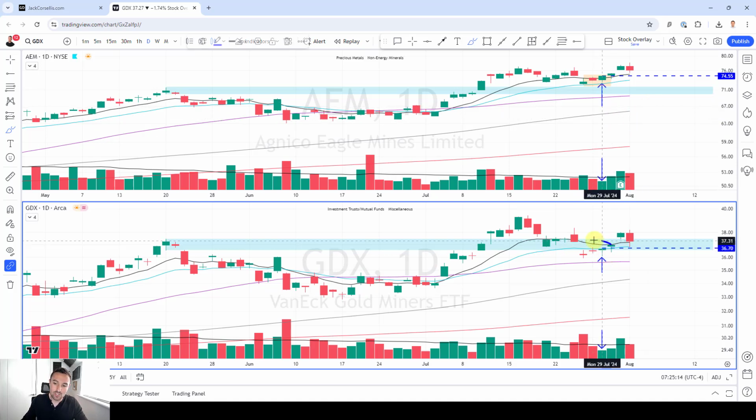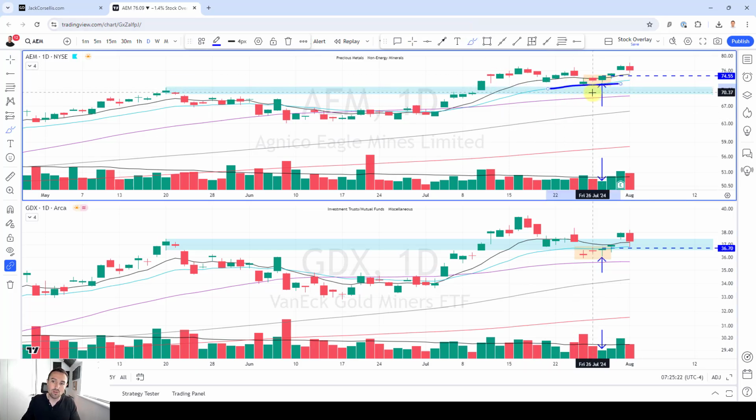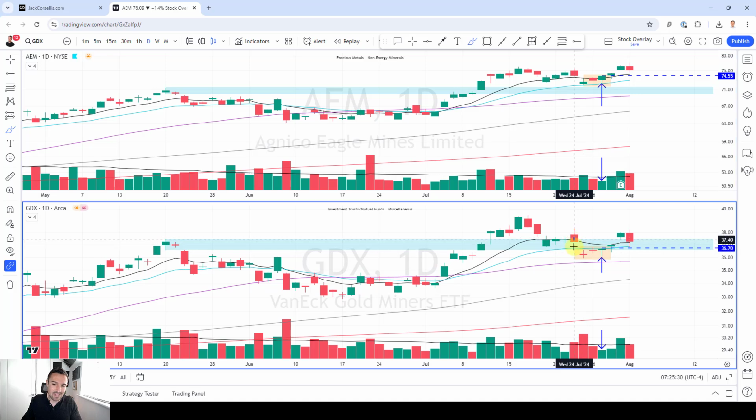What do we notice with GDX on this pullback? I'm just going to make this zone in here orange as well. Does it hold the blue line, which is the 21-day EMA, like AEM does? AEM pulls back and holds its 21-day EMA. Pretty textbook, it bounces off of it. Whereas what does GDX do? It doesn't hold. It just gaps down through it and closes with a little doji candlestick in between its 21-day EMA and its 50-day.